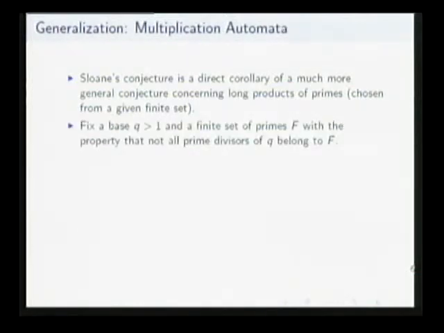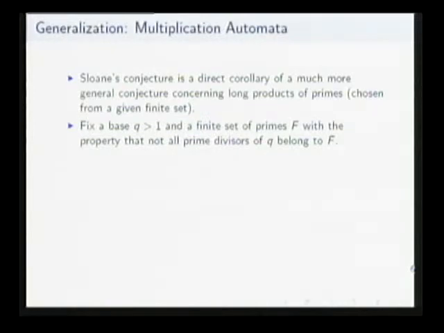So let me give you a formal definition, just in a statement. I'll fix a base, and I choose a finite set of primes with the property that not all the prime divisors of the base are in the set. For instance, if it's base 10, I could have 2, 7, and 13. But I don't want to have 2 and 5 at the same time in the set. Why not? Because when I multiply 2 times 5, I get a 0 already.